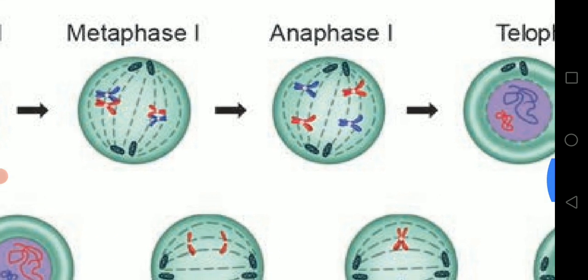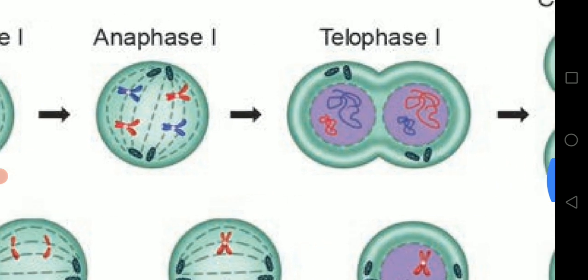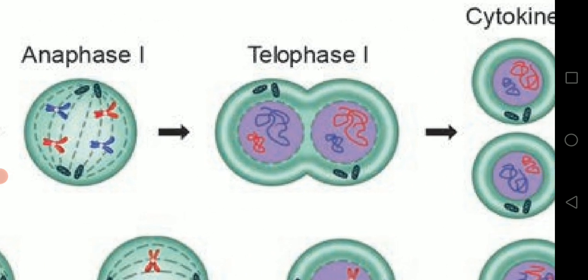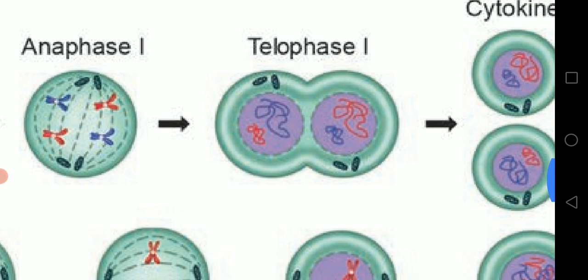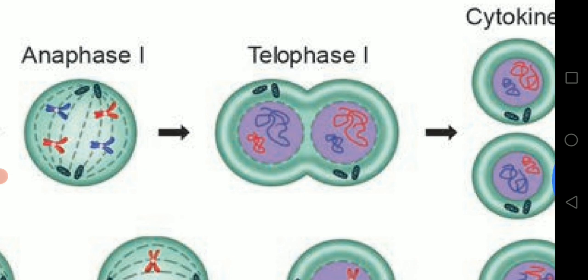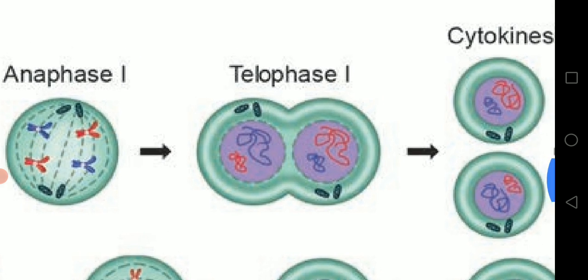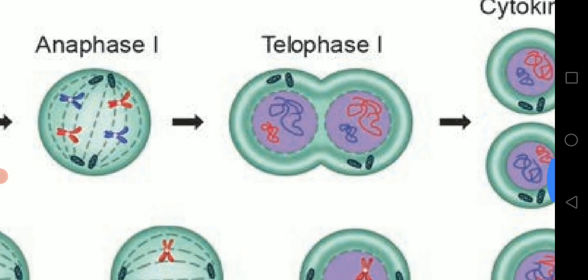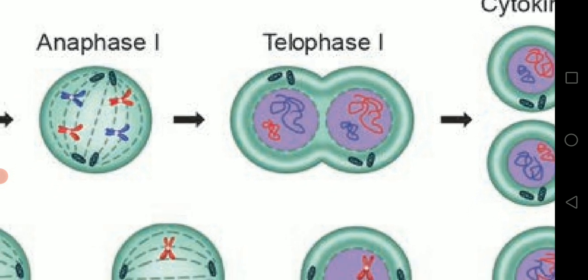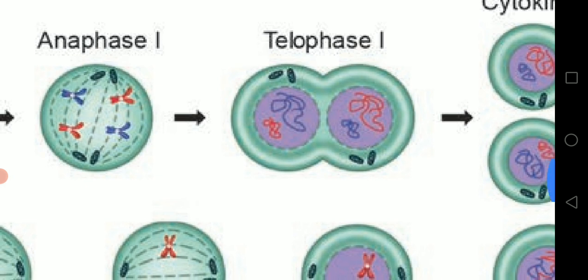The next one is telophase. Here, the haploid number of chromosomes, after reaching the respective poles, become uncoiled and elongated. The nuclear membrane and the nucleolus reappear and thus two daughter nuclei are formed.